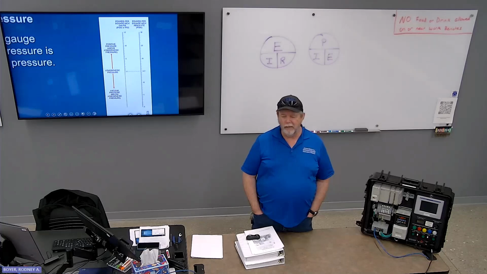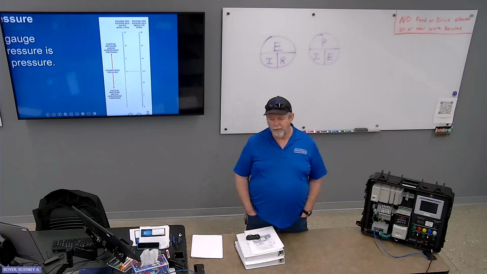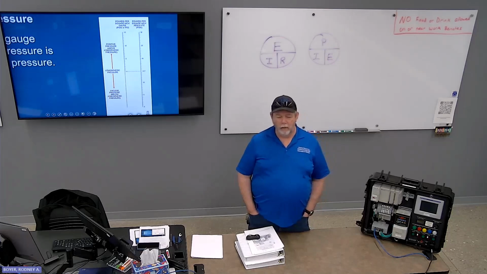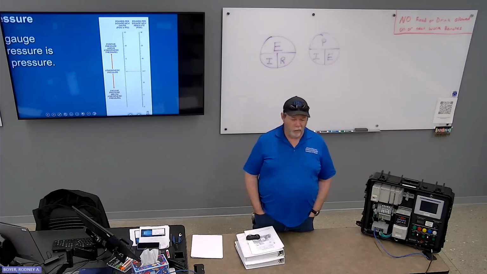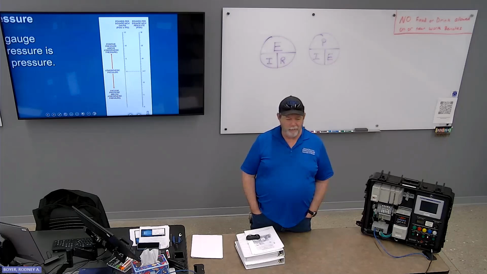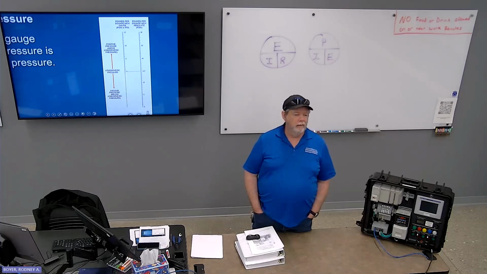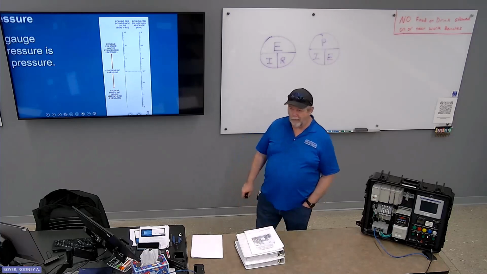Vacuum is typically measured in inches of mercury. It can also be inches of water, millimeters of mercury, millimeters of water, torr, T-O-R-R, millitorr, a bunch of different ways to state the same thing. You can also say negative X number of PSI. Vacuum is actually considered negative pressure. It's one thing that a lot of people don't realize.